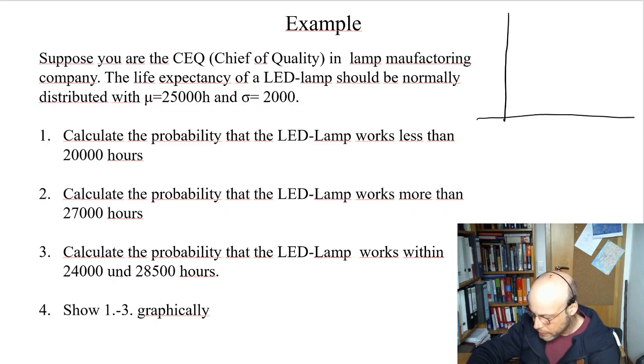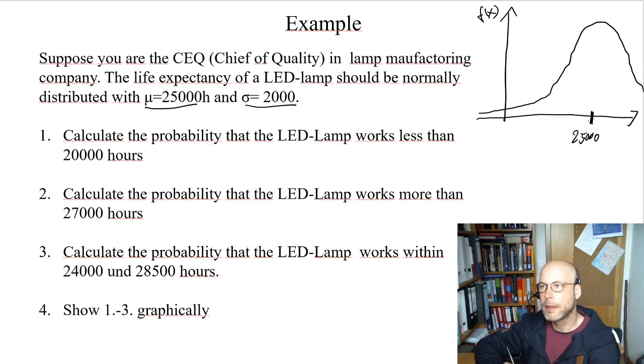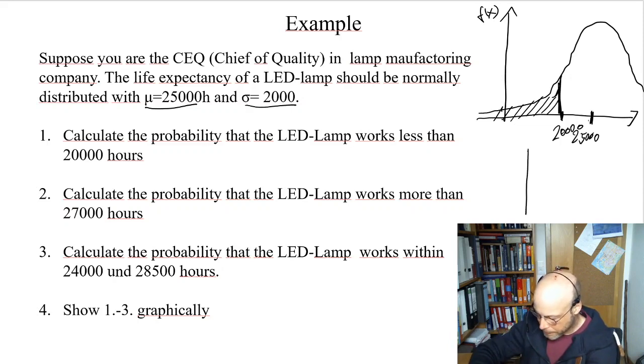Graphically, a normal distribution with expected value 25,000 and a standard deviation of 2,000 means we have here our 25,000, normally distributed. And now less than 20,000, maybe 20,000 is around here, would mean that you have to calculate the area below this density function. Or we transform it to the standard normal distribution.